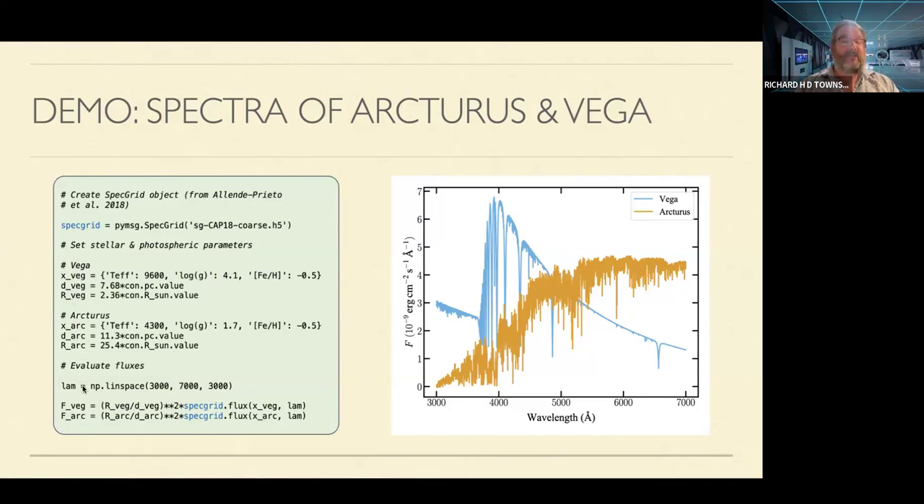And then down at the bottom, we set up a wavelength abscissa and then calculate the observed flux of Vega and Arcturus by basically just diluting the surface flux of the two stars given the vector of photospheric parameters and the wavelength abscissa. And then this plot on the right shows what the spectra look like. And you can see Vega's a nice blue star, and Arcturus is definitely a much lower effective temperature red star.